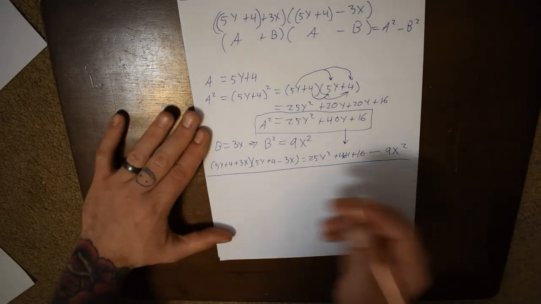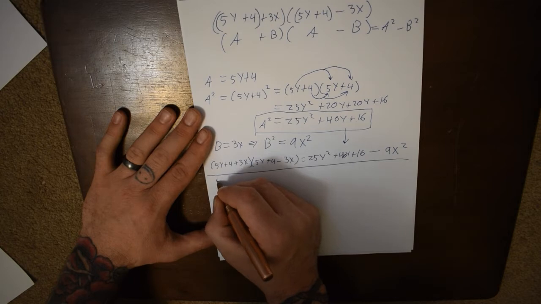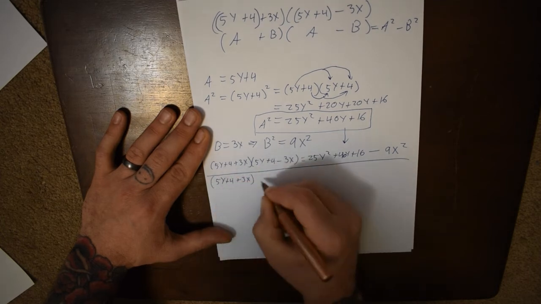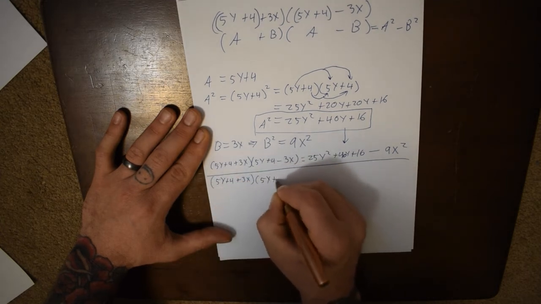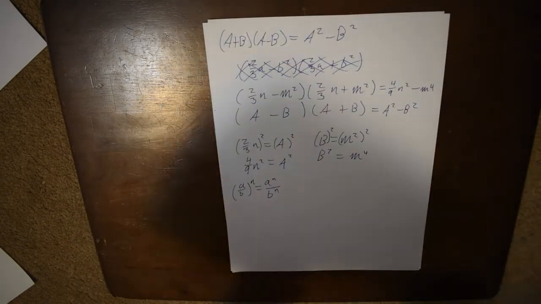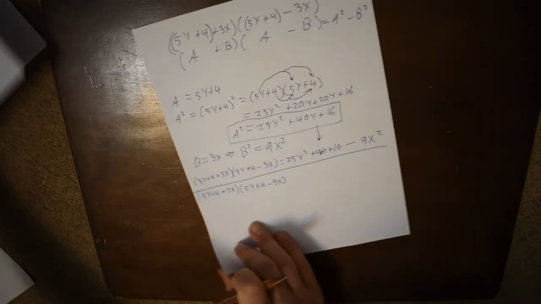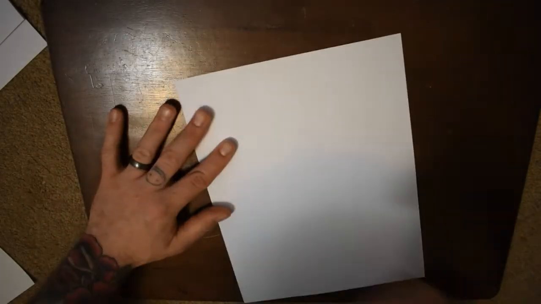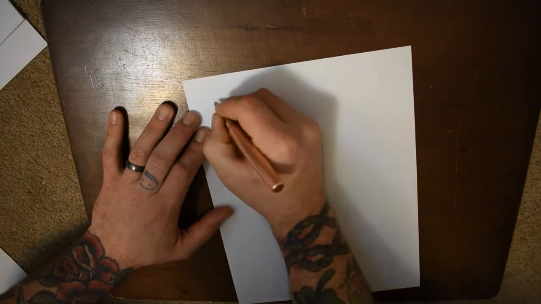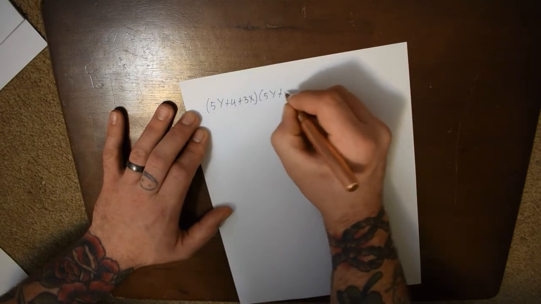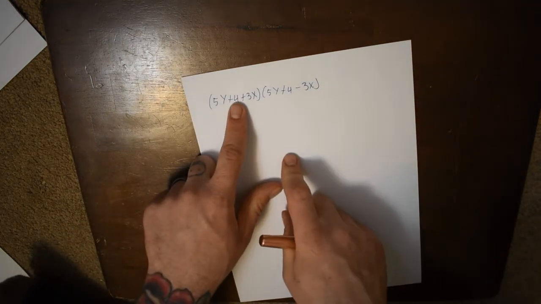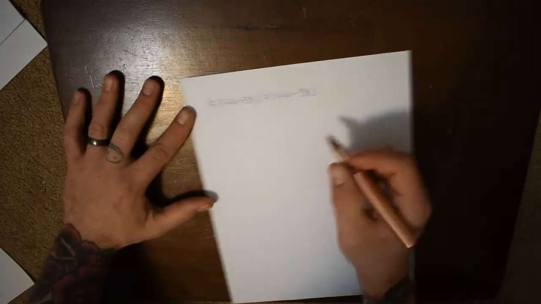And let's tackle this problem a little differently. Let's say we had 5y plus 4 plus 3x times 5y plus 4 minus 3x. And in fact, yeah, I've got plenty of space. Let's work this on the back. 5y plus 4 plus 3x times 5y plus 4 minus 3x. And instead of doing an a plus b and an a minus b, let's just use the distributive property.